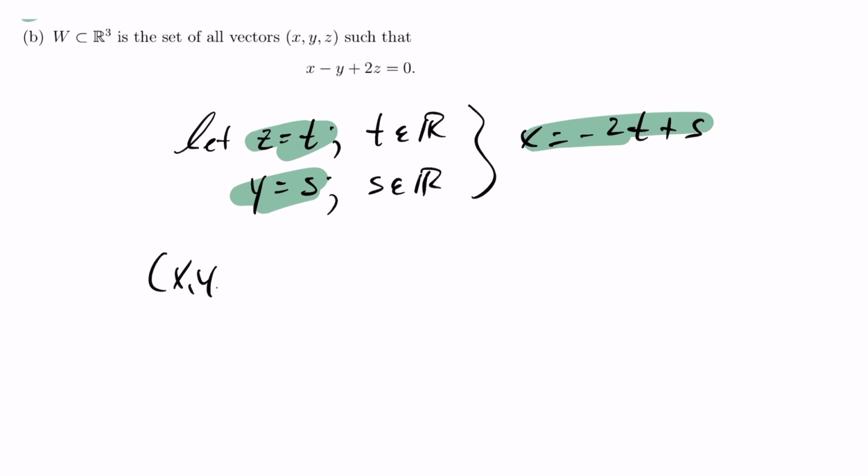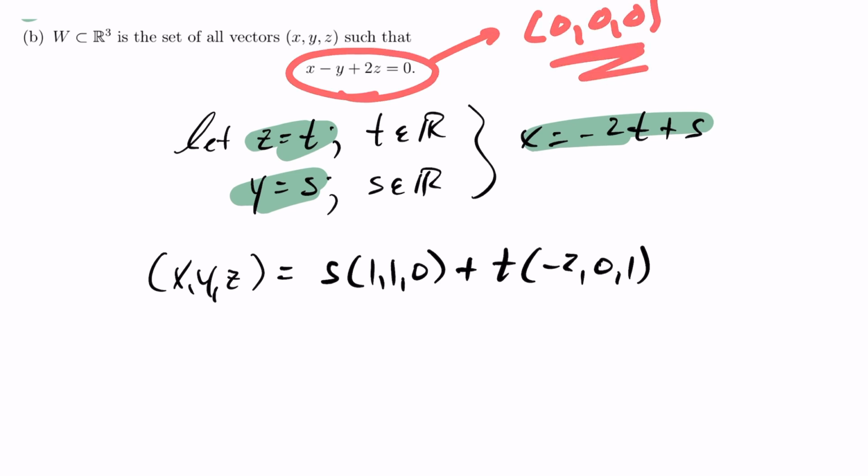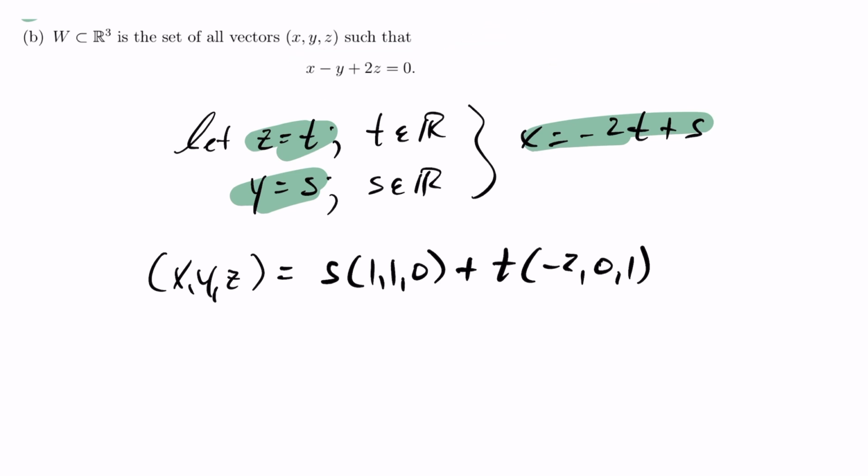Putting this together and rewriting my set, the points in W are the collection of all (x, y, z) such that it equals your parameter s times the vector (1, 1, 0) plus your parameter t times the vector (-2, 0, 1). You can notice right away that this contains the origin. It's got the zero vector in there as one of the values of W.